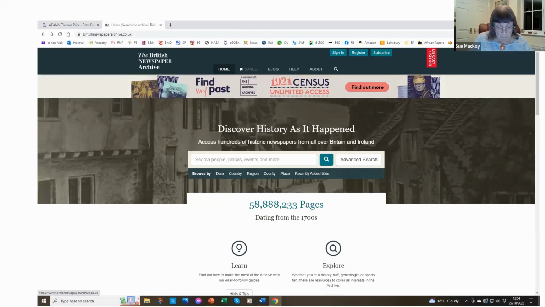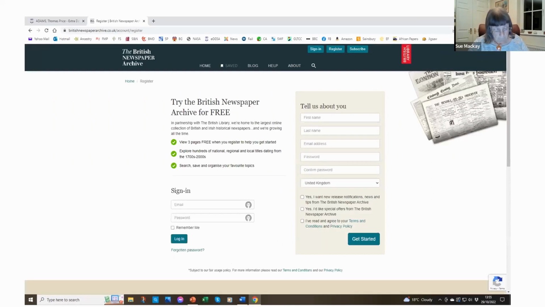And this is the website of the British Newspaper Archive, where you can search papers from all over the UK. That's also a pay-per-view site, but if you scroll right down to the bottom of this page, you can find a button which says, try it for free. And this allows you free searching and 3 downloads before you have to pay.